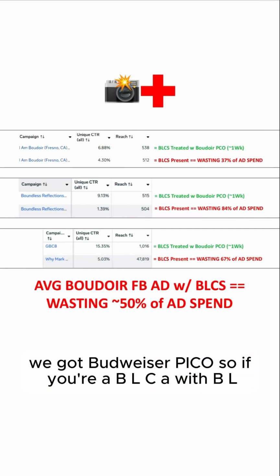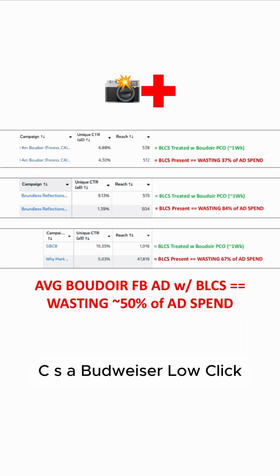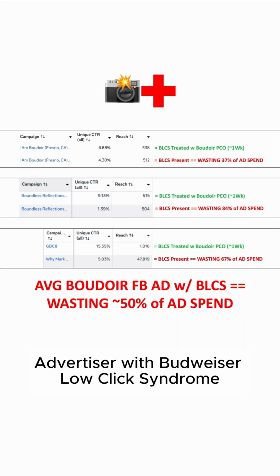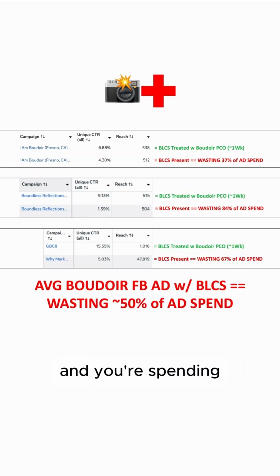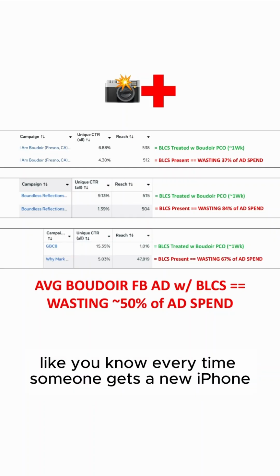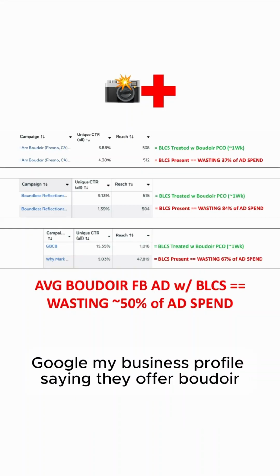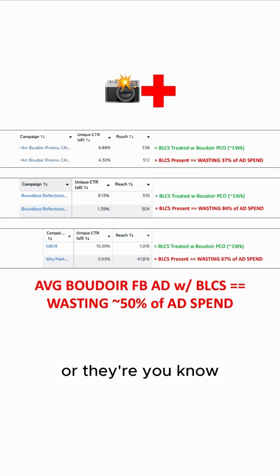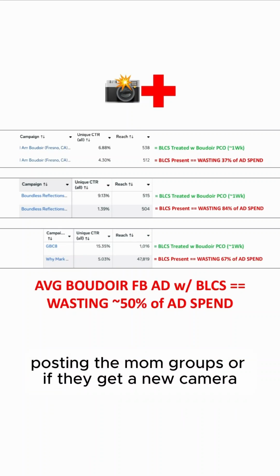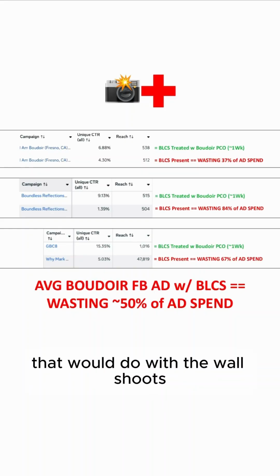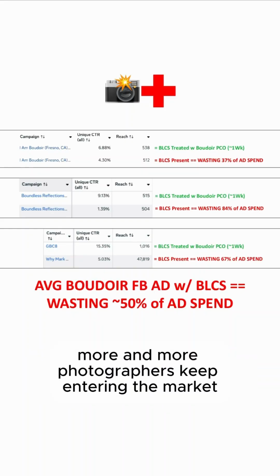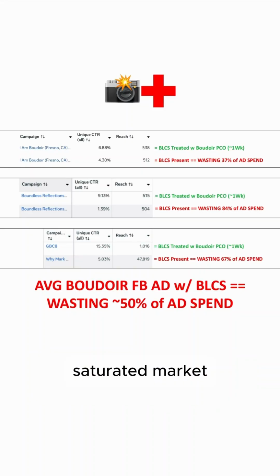So if you're a BLCA with BLCS, a Boudoir low click advertiser with Boudoir low click syndrome, and you're spending more than 10 grand a month on Boudoir Facebook ads, and you've seen how the market keeps getting more and more saturated with Boudoir photographers. Like, every time someone gets a new iPhone, they're throwing up a Google My Business profile saying they offer Boudoir, or they're posting in the mom groups, or if they get a new camera, they're posting in the mom groups saying they now do Boudoir shoots. So more and more photographers keep entering the saturated market.